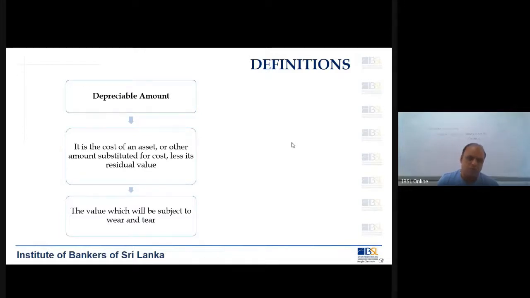Because as we go on and use a particular asset for so many years, you know that there is a deterioration of the value. So you have to account for that deterioration. That is what we call wear and tear. So now we know that we have the depreciable amount, which is cost less residual value.